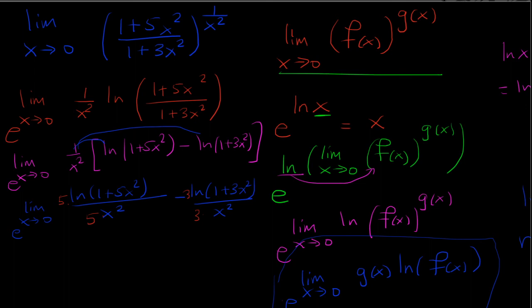What we showed now is that this limit is 5, this limit is 3, so I have e to the 5 minus 3. So I'm just subtracting the exponents, which will just be e squared. And that's my final limit.